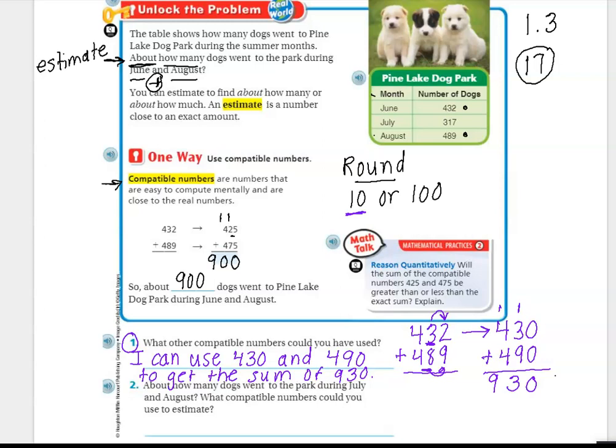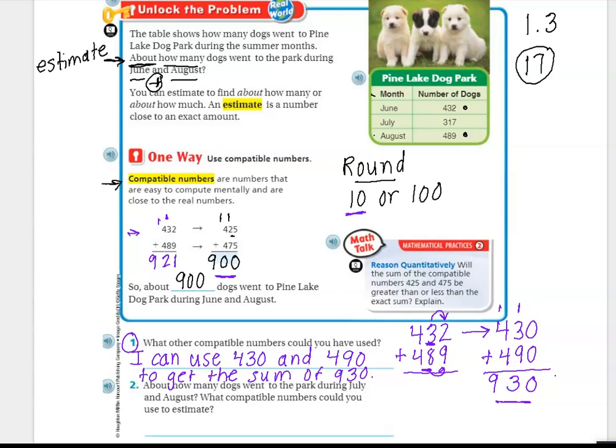Okay, so let's come back up to this problem and let's get the real answer, the exact answer, just to see if we're close. So the answer is 921. So both ways, the compatible way was 900, rounding to the nearest 10 was 930. They're both close to 921, but rounding to the nearest 10 is a little more accurate. And here is a tip. Typically, rounding to the nearest 10 will get you closest to the exact number. So if you're good at rounding to the nearest 10, that would maybe be the way that you'd get the closest to your exact answer.